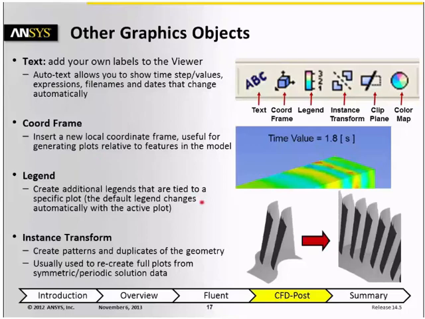The default legend changes automatically with the active plot, so legend objects allow you to create additional legends that are tied to a specific plot. Instance transforms create patterns or duplicates of the geometry, so they can be used to recreate full plots from symmetric or periodic solution data, and you can also make clip planes and different color maps.